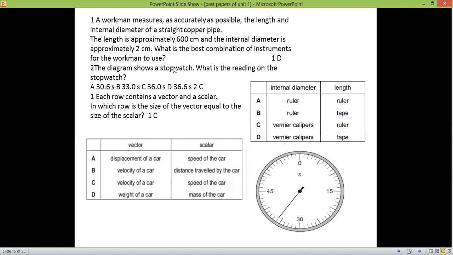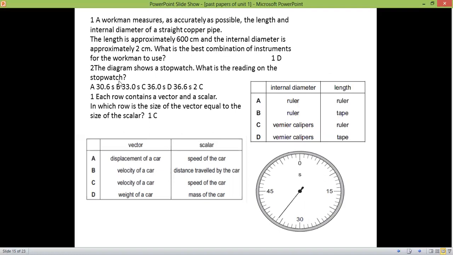A workman measures as accurately as possible the length and internal diameter of a straight copper pipe. The length is approximately 600 centimeter and the internal diameter is approximately 2 centimeter. What is the best combination of instruments for the workman to use? Okay, so what is the correct answer? D. Internal diameters are measured by vernier caliper, and the length mentioned is 600 centimeter. A meter rule can measure up till 100 centimeter. So greater lengths are measured by tape. So D is the correct answer.